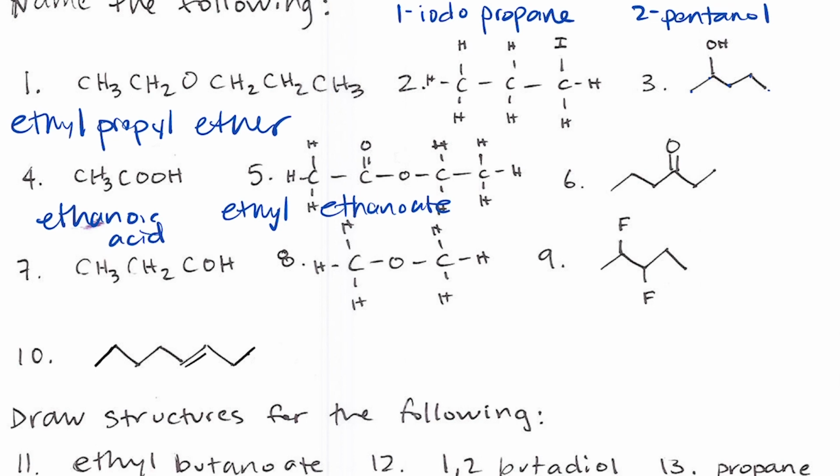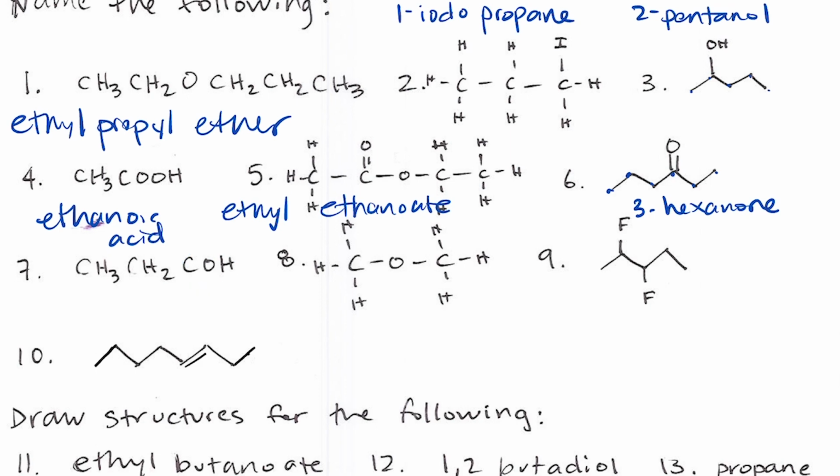Number 6 is a ketone. It has 1, 2, 3, 4, 5, 6 carbons. And so we say that this is hexanone. We also say where that is, and you can see that that is on the 1, 2, 3rd carbon from the right, so 3-hexanone.